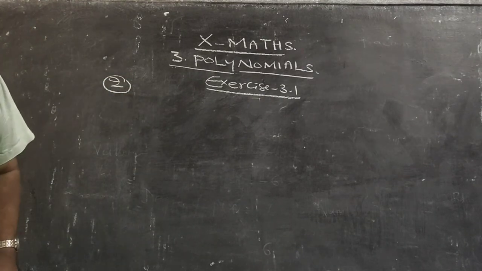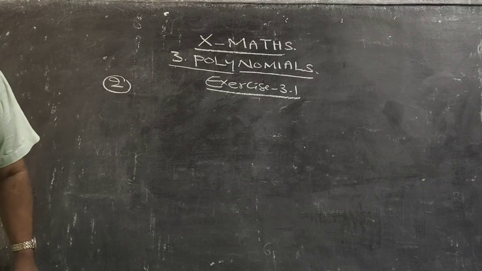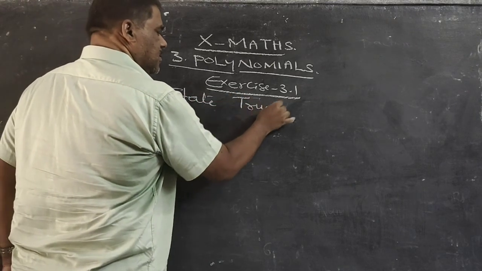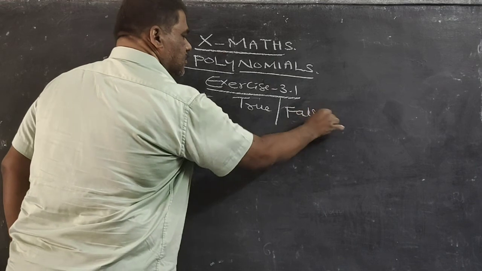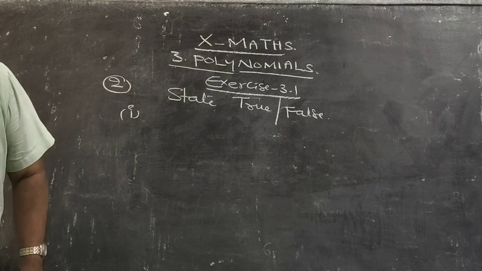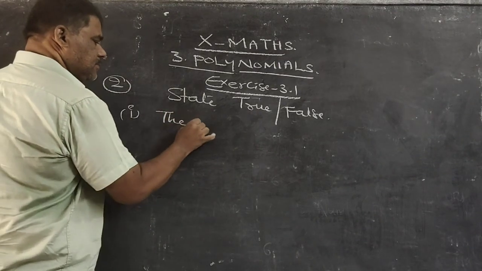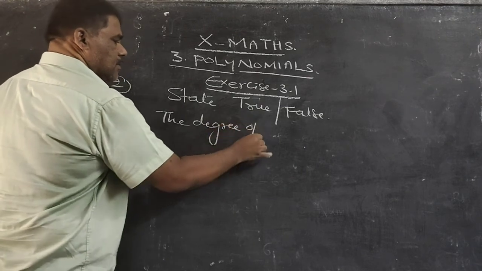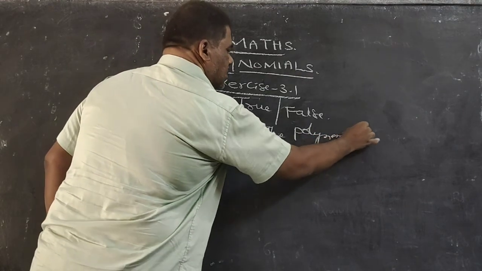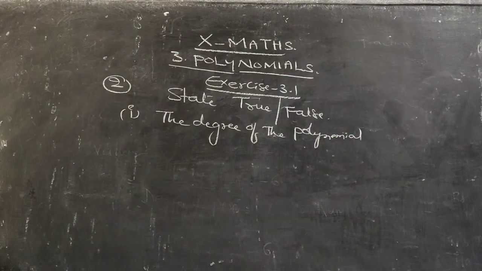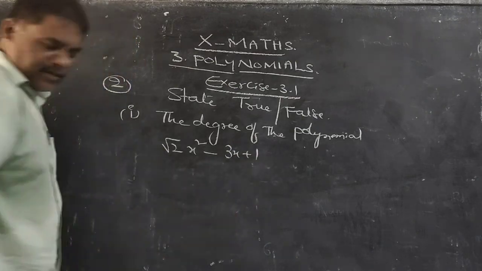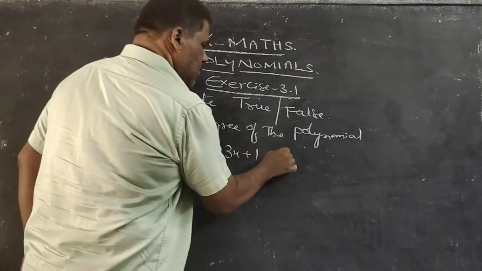Write the second one. State whether the following are true or false. First one, the degree of the polynomial root 2x square minus 3x plus 1 is root 2.